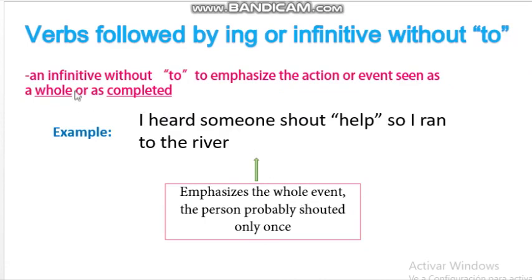Okay, we are going to continue. An infinitive without to emphasizes the action or event seen as a whole or as completed. In the example, I heard someone shout. As you can see, we don't put to here because we don't need it. In this case, shout doesn't need to. I heard someone shout help, so I ran to the river. It emphasizes the whole event, as a whole. The person probably shouted only once.